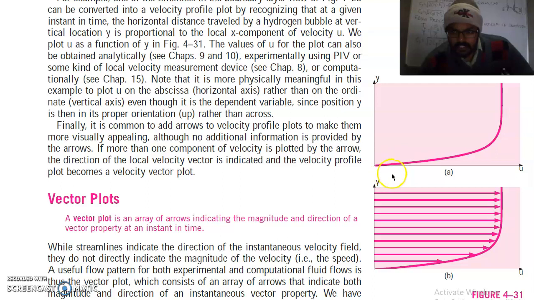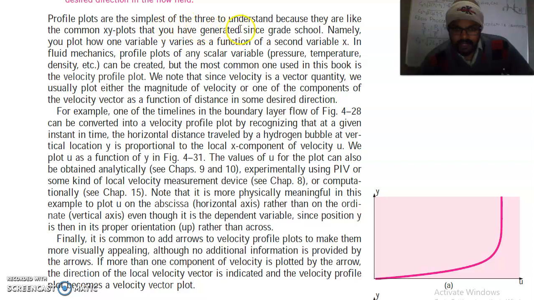This is the y-axis. This is the velocity u. Profile plots are simplest and easiest to understand because they are like the common xy plots that you have generated since grade school. Namely, you plot how one variable y varies as a function of a second variable x. In fluid mechanics, profile plots of any scalar variable, pressure, temperature, density, can be created, but the most common one used in this book is the velocity profile plot. We note that since velocity is a vector quantity, we usually plot either the magnitude of velocity or one of the components of the velocity vector as a function of distance in some desired direction.